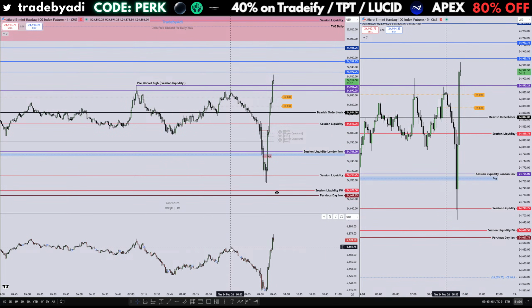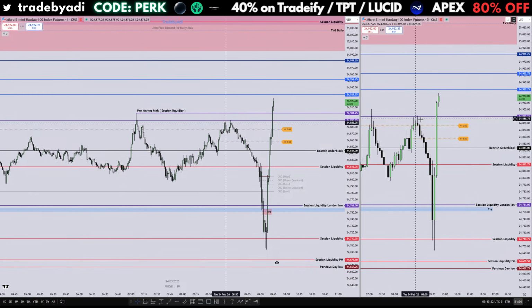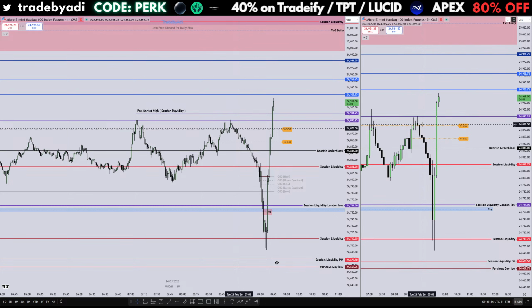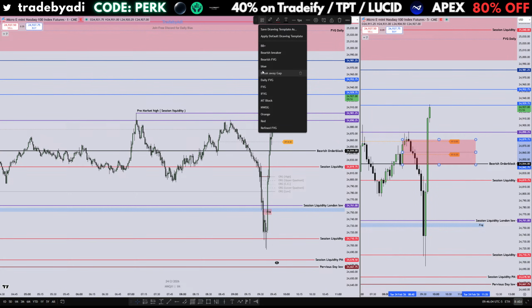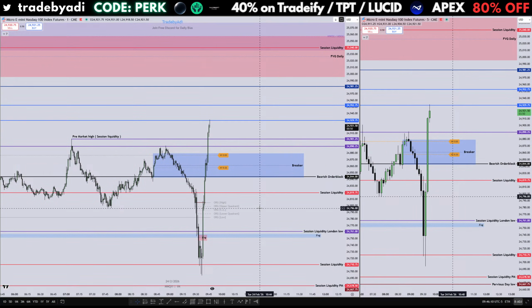And ES also took out this high. So we do have a change in state of delivery on the 15-minute and 5-minute. Let's see how this breaker of the 5-minute one is going to work. Okay, bullish breaker. I will sync this in our chart.